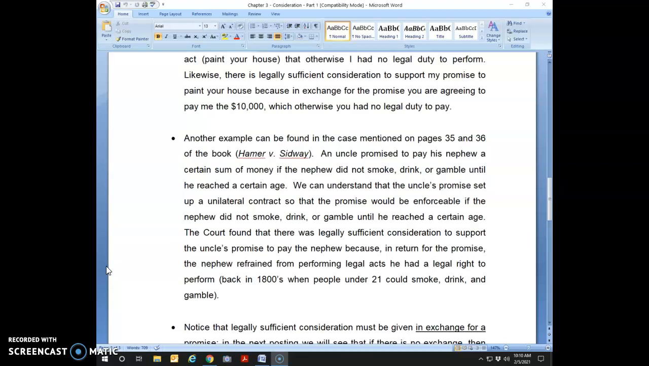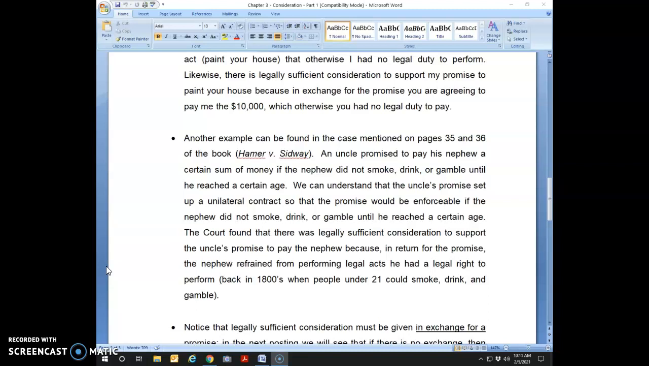Now there's an estate, and there's an executor of the estate, the person who was appointed in the will to run the estate. One of the jobs of the executor is determining whether legal demands made of the estate are actually enforceable. The executor took the position that the uncle's promise to the nephew was not enforceable because the uncle received nothing of value in return for the nephew not smoking, not drinking, and not gambling.